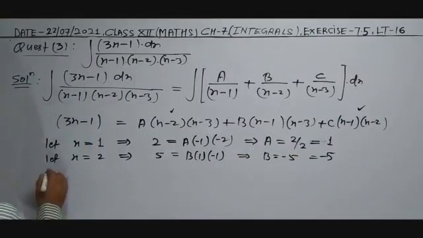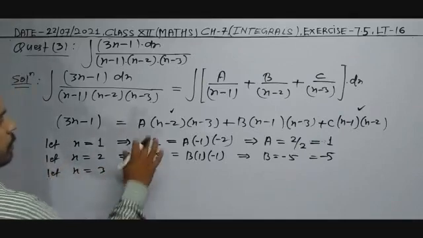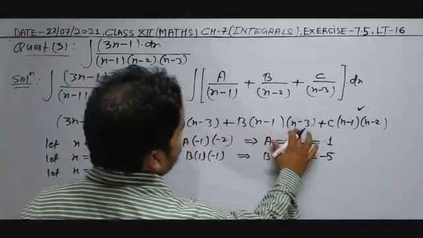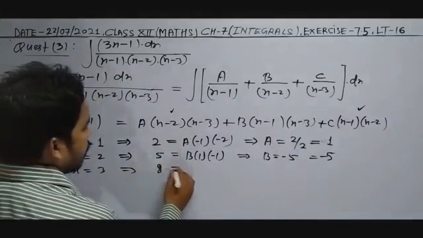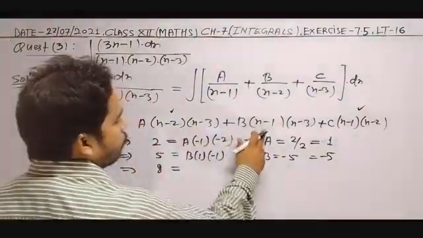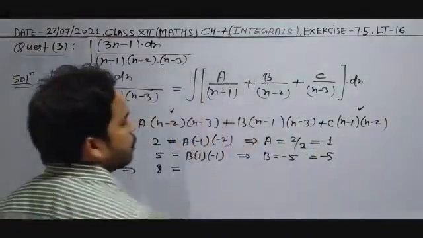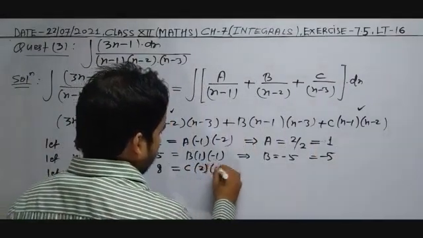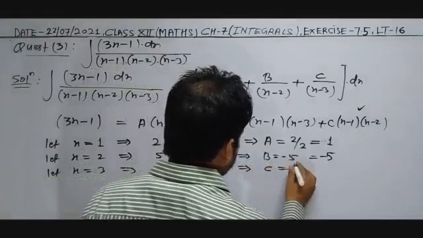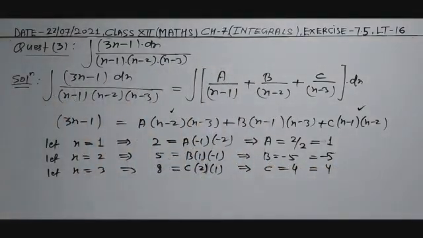And let x equal 3. In this case the terms with a and b will be 0, and you will get c. So 3 times 3 is 9, minus 1, result is 8, equals c times (3-1)(3-2), which is 2 into 1. The result you will get is c is equal to 4. So we get the values of a, b, c, that is 1, minus 5 and 4.